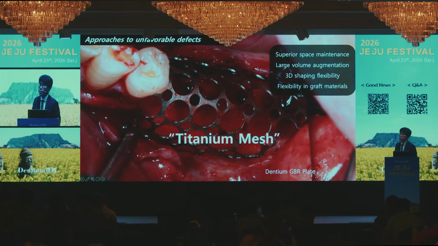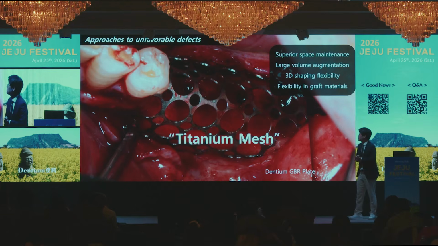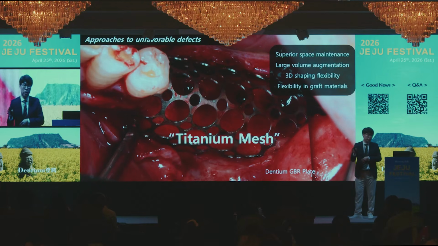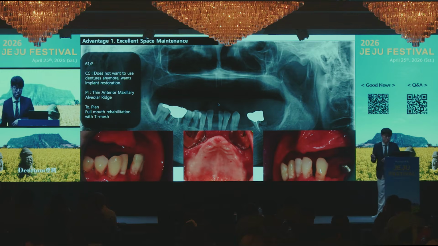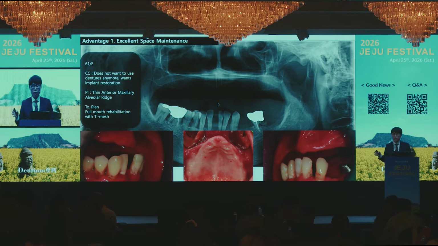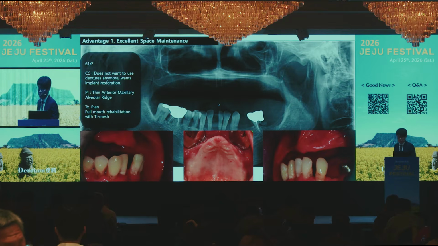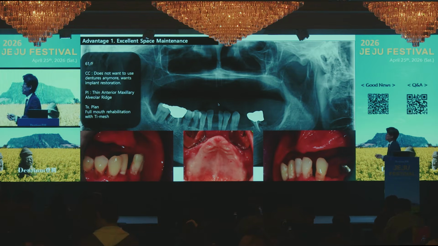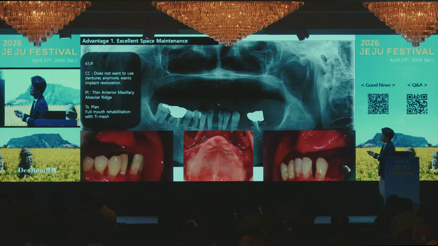So in my practice, when I encounter an uncontained defect, my first choice is titanium mesh. Titanium mesh has many advantages. First, it provides very reliable space maintenance, even in a large defect like this patient. The patient came to my clinic for the placement of an implant here.